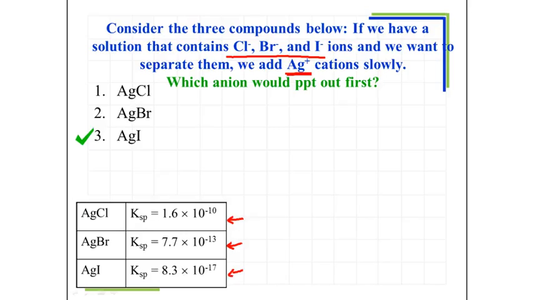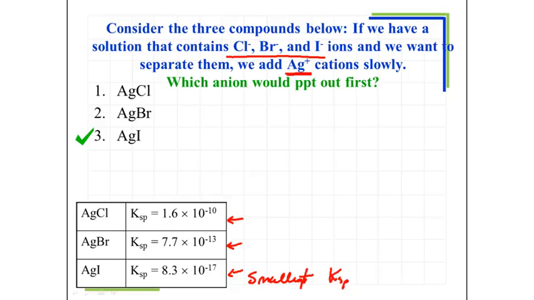If you selected AgI, then you're correct. Silver iodide would precipitate first. It has the smallest KSP. Ooh, that doesn't look like smallest to me. There's a T. It's the smallest KSP. And so it would precipitate first. It's the least soluble of the bunch.